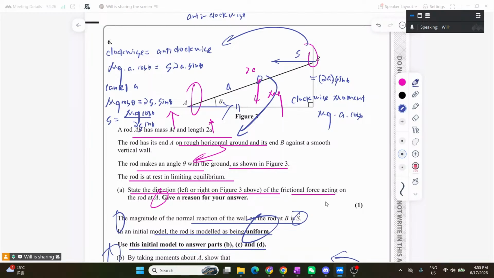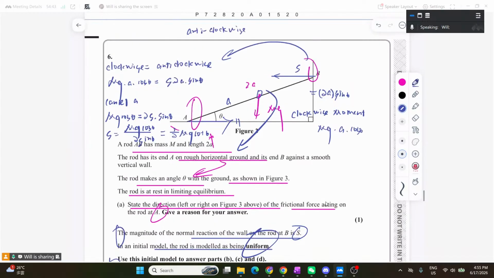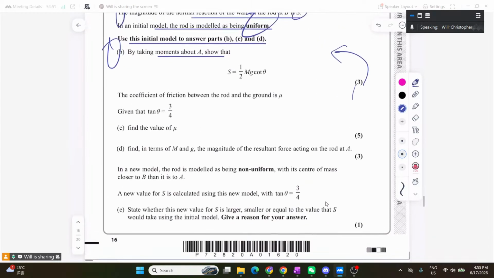Sorry, the 1/2 simplifies, we get mg times, and this becomes cotangent theta. Okay, no problem. Understand? Okay.